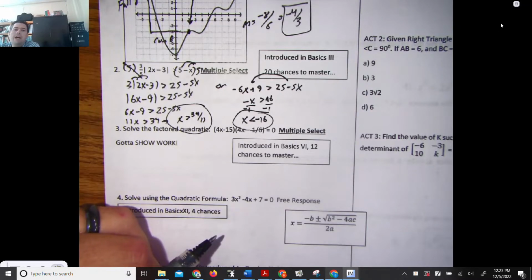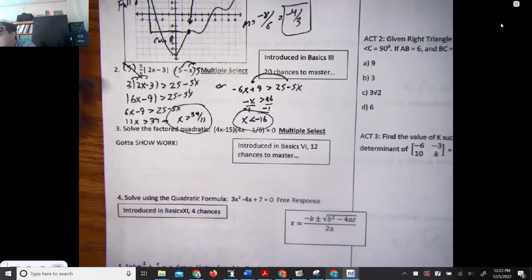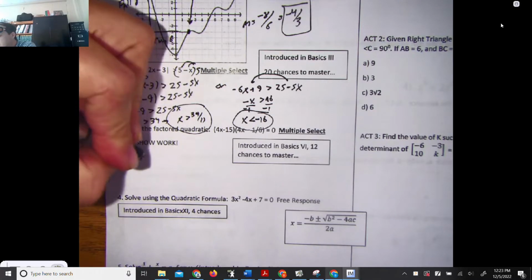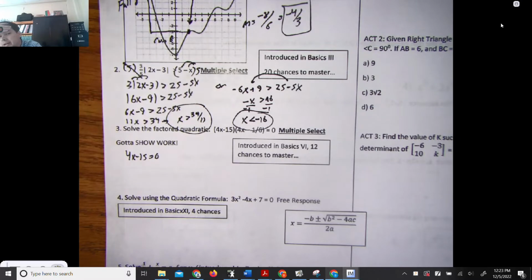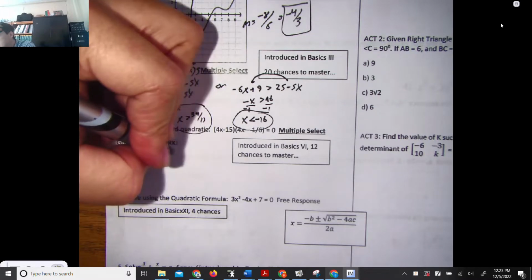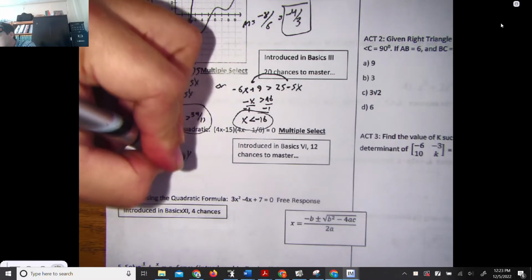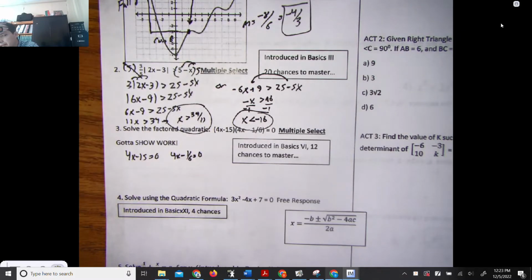Solve the factored quadratic. We have been doing this for 2 straight months. You have been doing the zero product property. It's not hard. Sorry I said that kind of angry, but I am kind of angry. I really am kind of angry at this. Like, it's not hard. I don't know what your problem is.